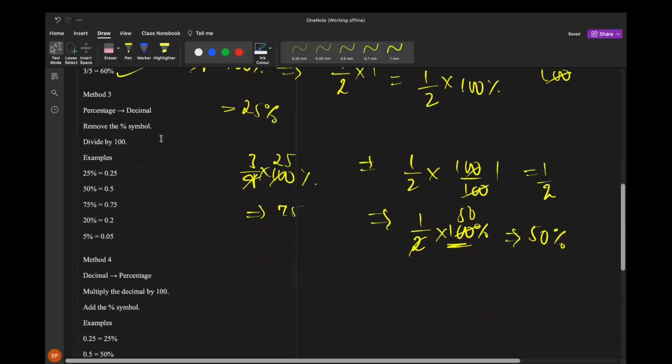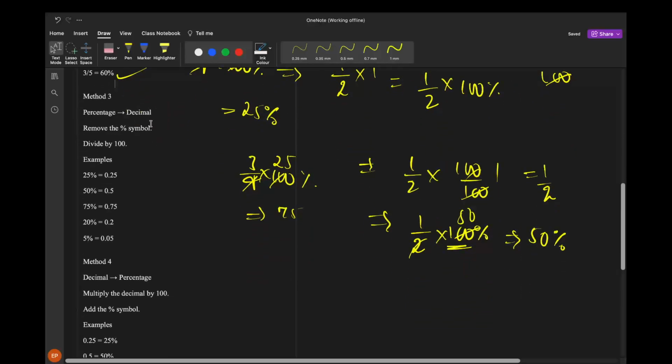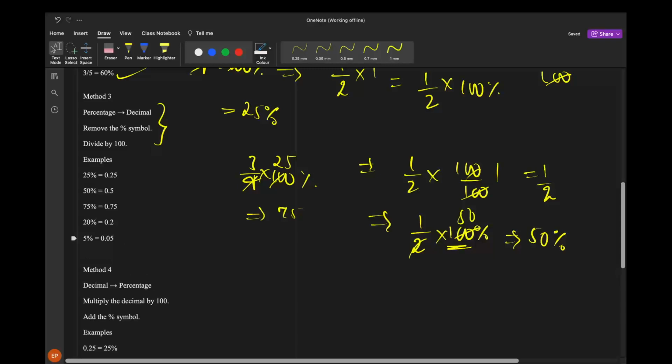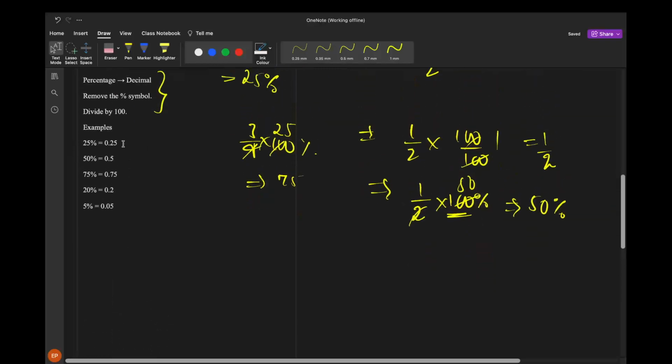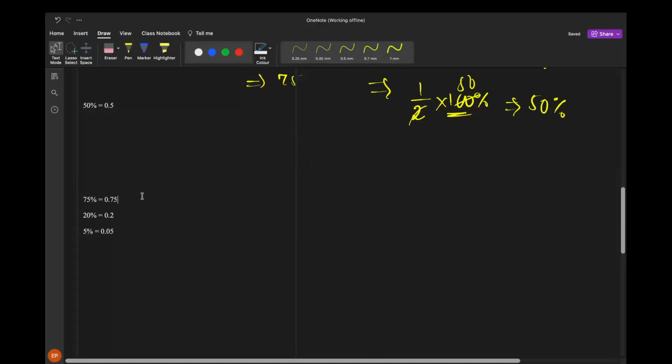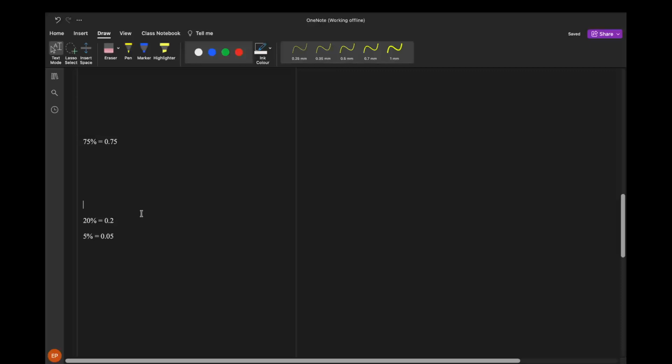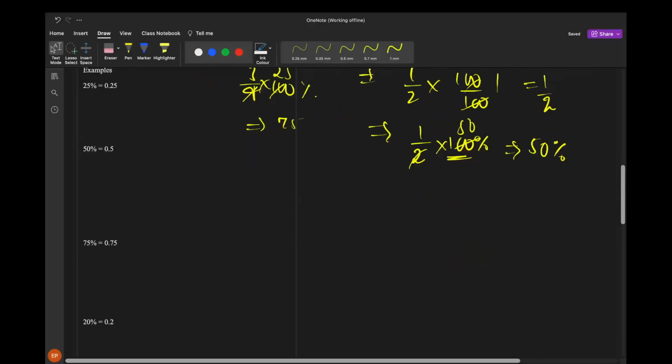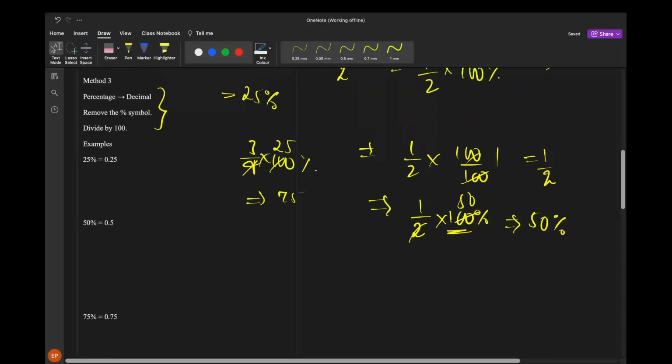So now comes percentage to decimal. Remove the percent symbol, divide by 100. That's it. Don't remember this, I'll tell the process here. Give me a second. Okay. We'll solve one by one here. Let me take some space. Then we'll solve it one by one. Okay. See here.